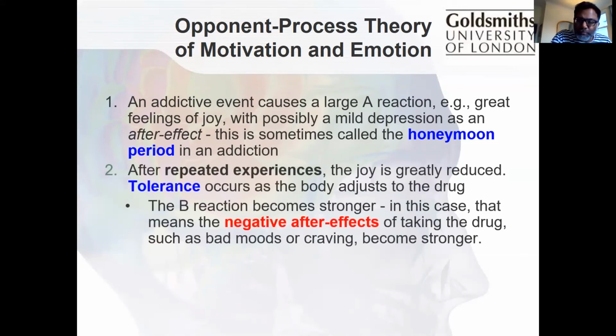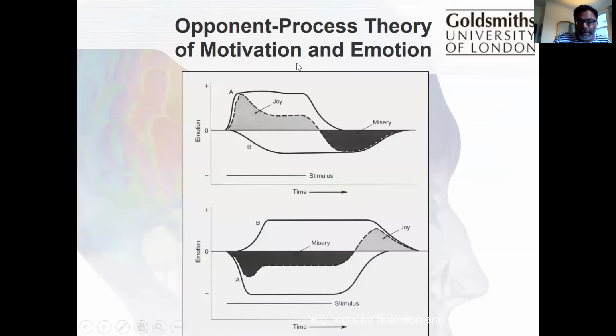But then after repeated experiences, what happens is that the joy is greatly reduced. And this is because of a neurochemical reaction in your body, which results in tolerance, as the body adjusts to the drug. But unfortunately, the B reaction becomes stronger. In this case, that means that the negative after effects of taking the drug, such as bad mood swings or craving, become stronger. So I'm going to go back here.